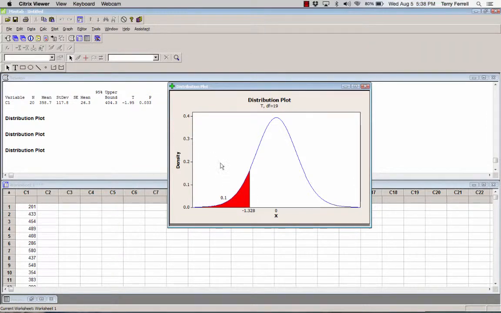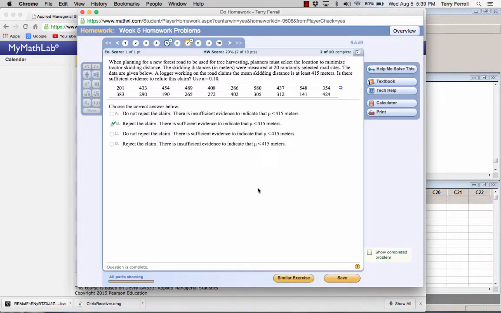I'll say it again. If this t-test is in the rejection region, we reject the null, which happens to be the claim. Same thing. In this case, this one's backwards. Alright, so with that said, you're going to reject the claim because it's in there. But notice it says you have sufficient evidence. Well, you have sufficient evidence to say that the mean is less than 415.